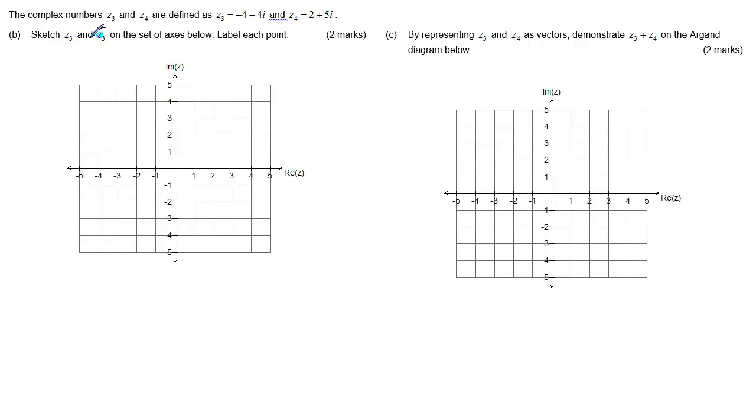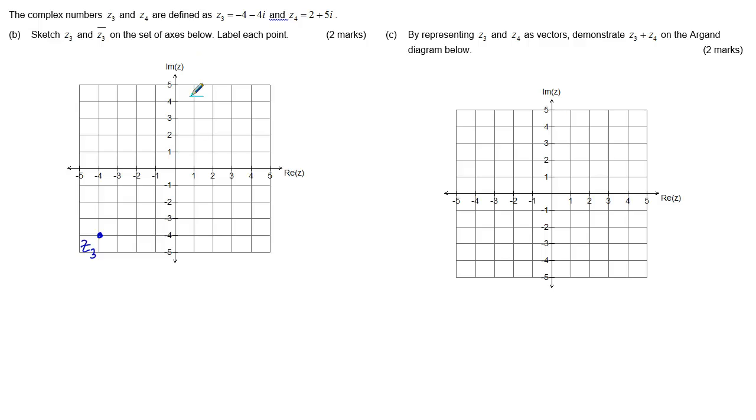The complex numbers z3 and z4 are defined as z3 is negative 4 take 4i and z4 is equal to 2 plus 5i. We want to sketch z3 and z3 bar on the set of axes below. So z3 is negative 4 take away 4i. So that would put it just here.